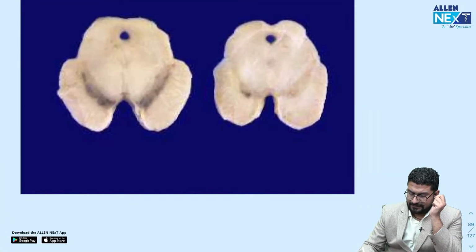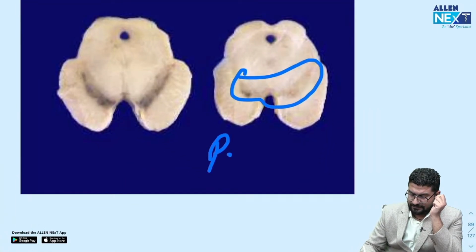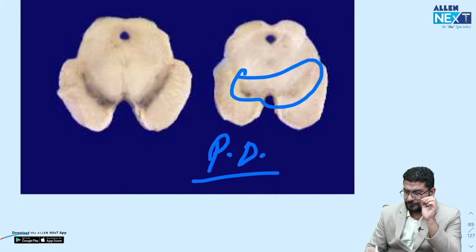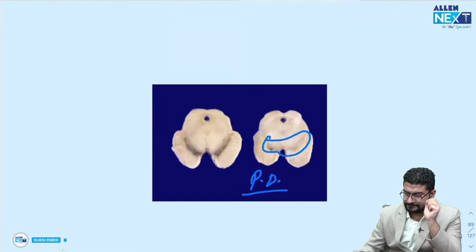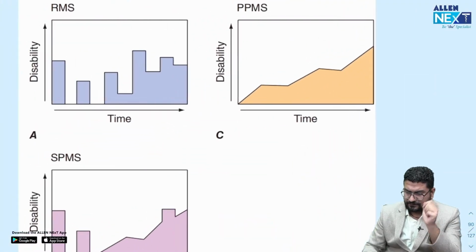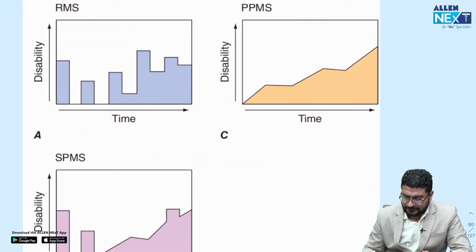Here you can notice pallor of the substantia nigra, which we see in a patient with Parkinson disease. Sometimes in Parkinson you can see one more sign in MRI: loss of the swallowtail sign. Then these are the different types of multiple sclerosis. Understand this, this type of image is sometimes asked in exam.